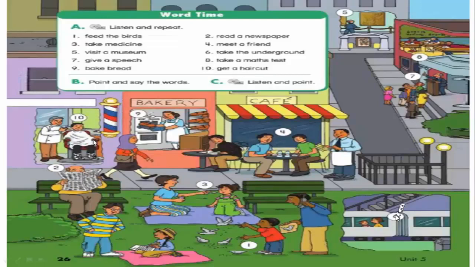Okay. Now, in the chat box, I would like you to write the activities that you do from these activities. Which activities that you do? Do you take medicine? Do you read a newspaper? Do you bake bread? What do you do? Yeah, write in the chat box. Things you do.